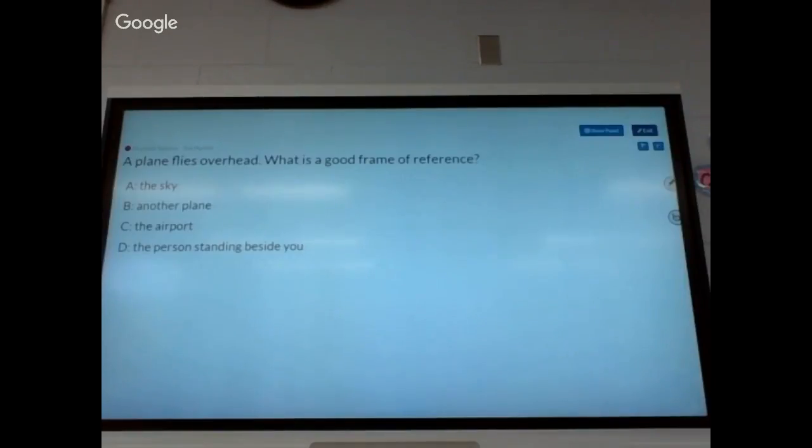The sun could be a frame of reference, but can the sky itself be the frame of reference? No. The sky is never going to be the frame of reference, which is why I picked that. I'm hoping fourth period will remember that because we argued about it forever during fourth period on Friday.